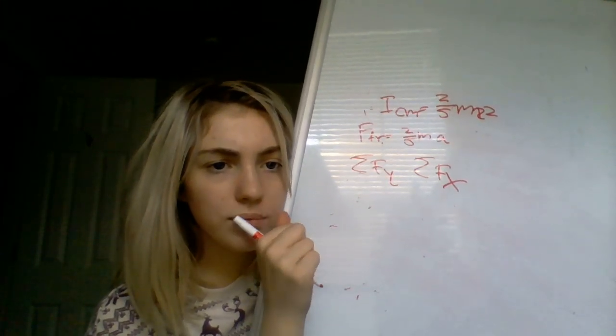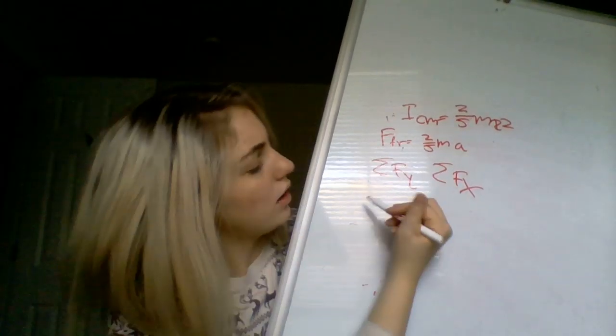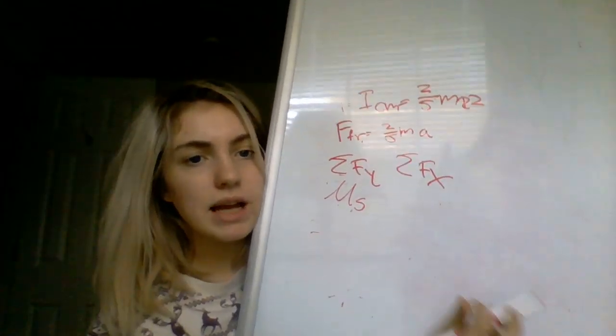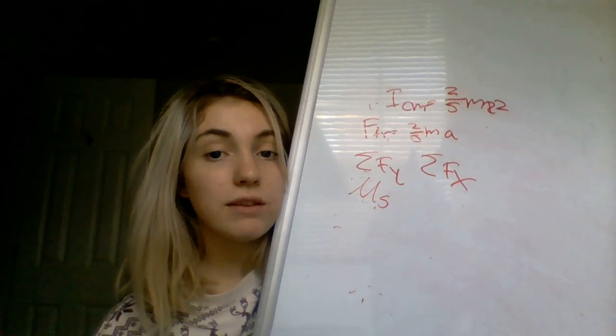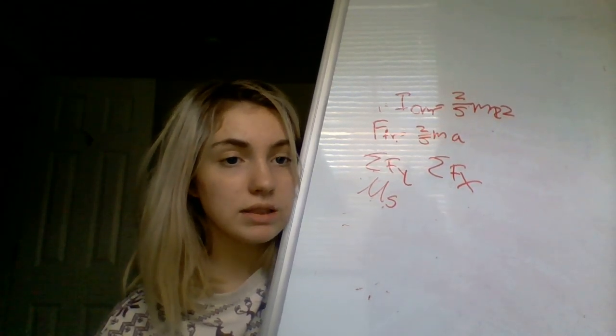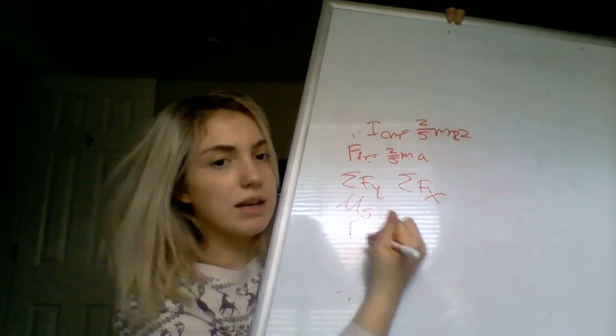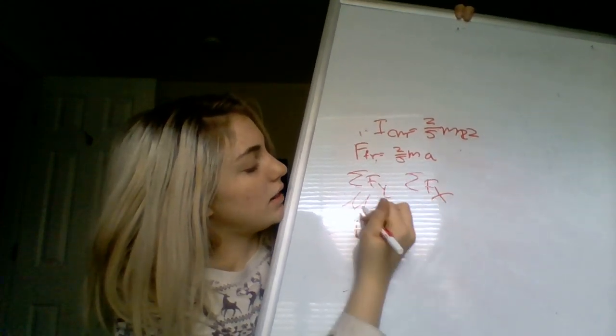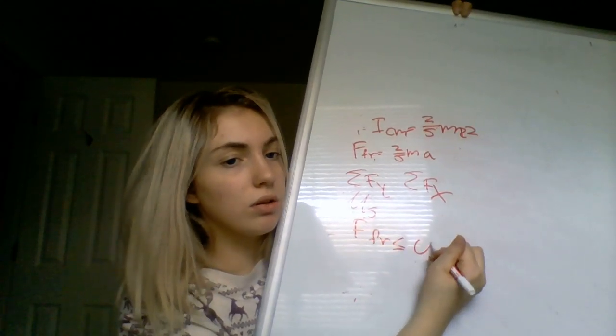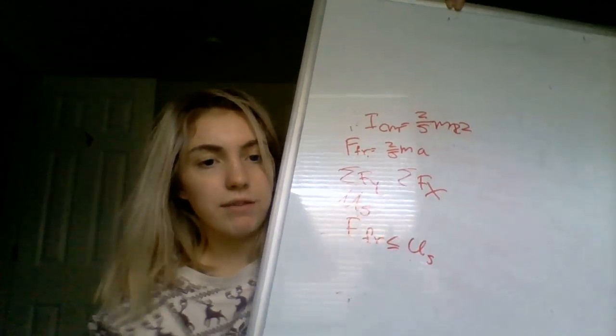So we're going to find the static coefficient of friction. If the friction force is greater, then the ball will slip. So we're going to eventually have an answer that looks like this, greater than, less than or equal to this. Perfect.